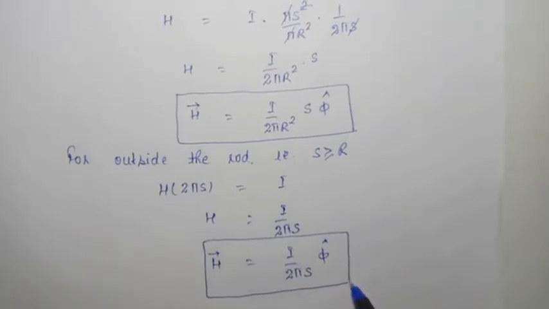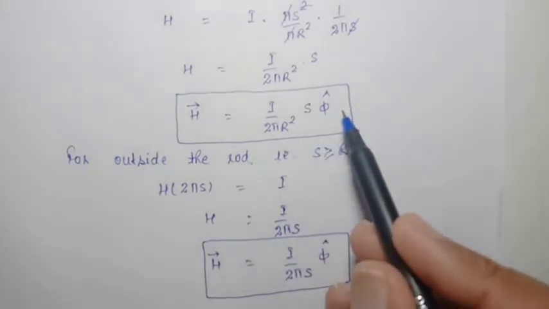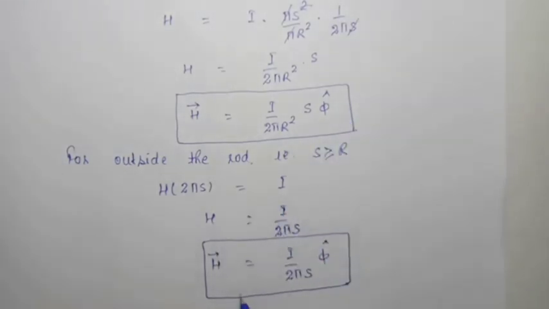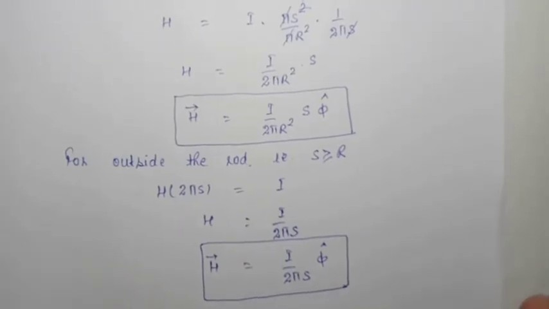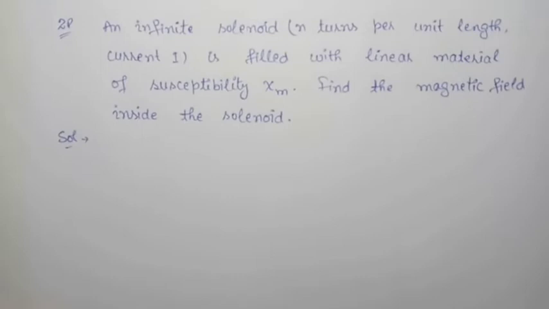Okay, so the auxiliary field for inside the rod is equal to I over 2 pi R square s phi cap, and for outside the rod is equal to I over 2 pi s phi cap. Okay, then we have a second problem.